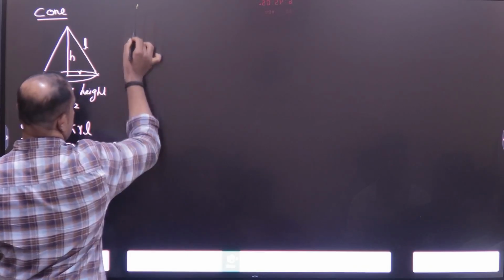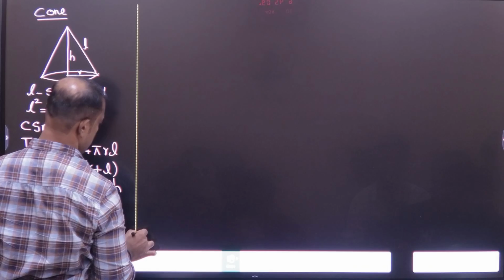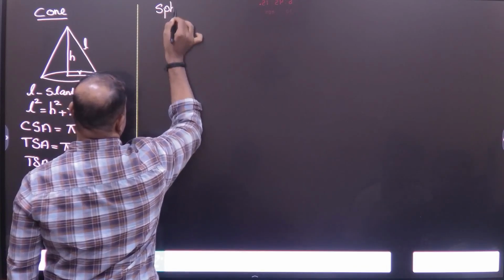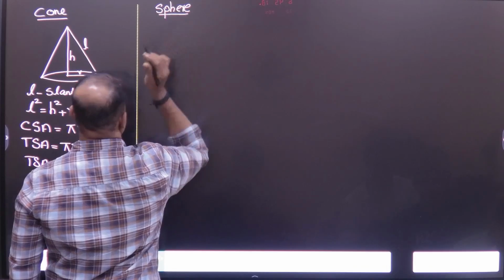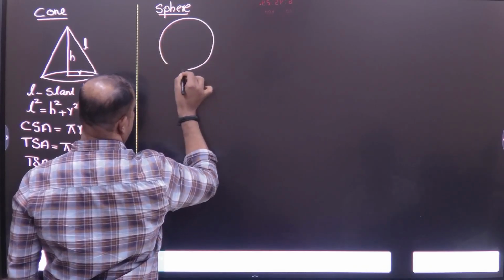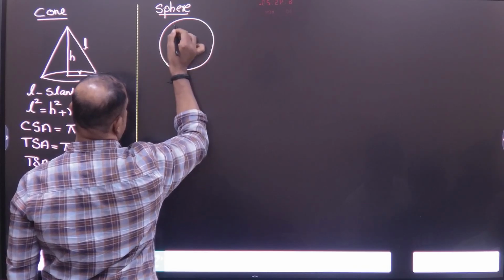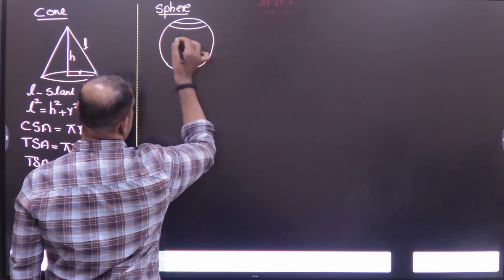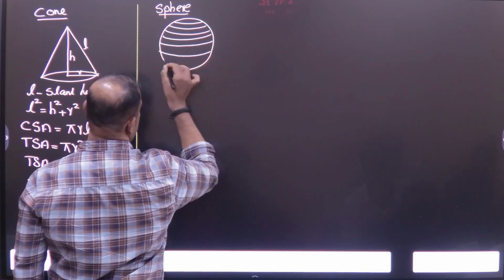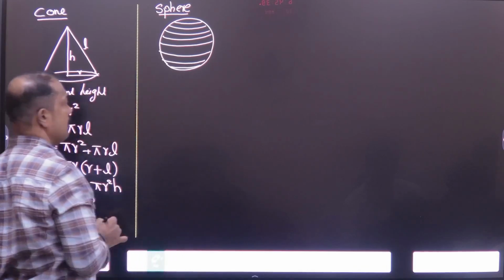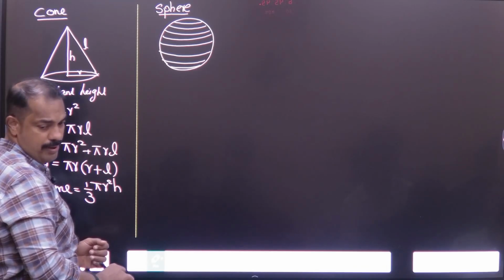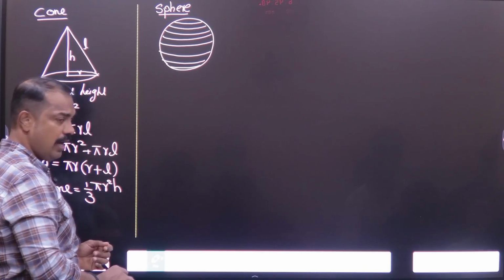Next, sphere. Yes, it is a sphere. In the case of a sphere, r is the radius of the sphere.